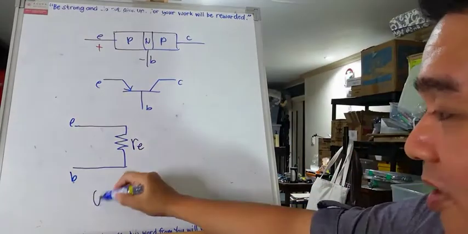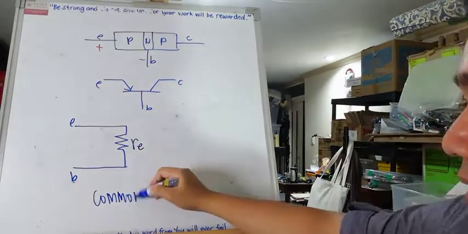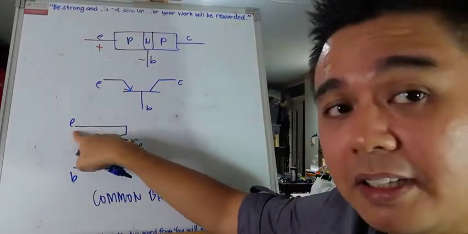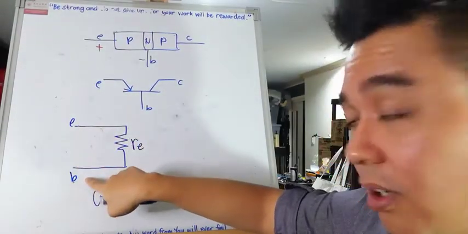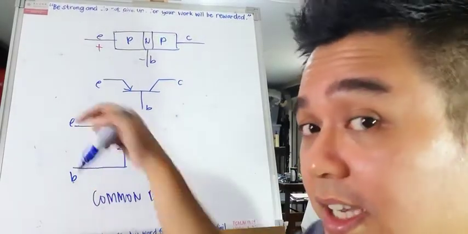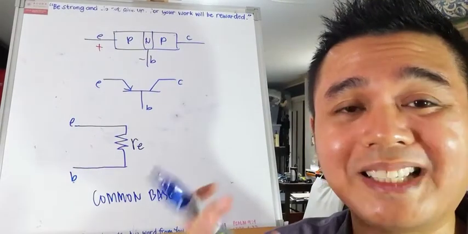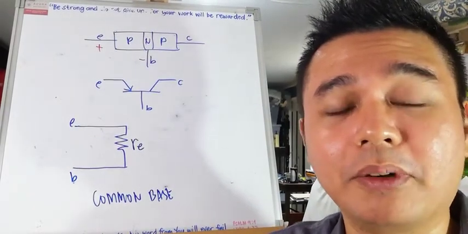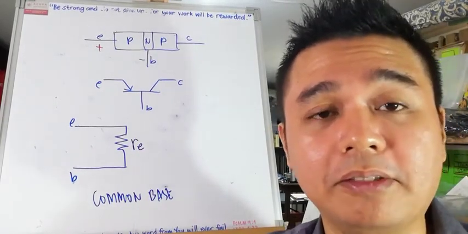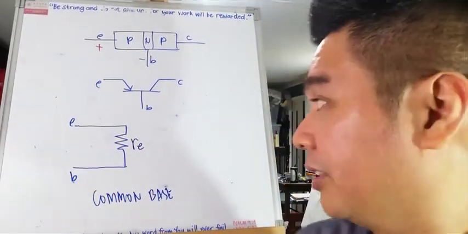Alright, so sulat na natin. This is for common base. As you can see here, ang input terminal natin is the emitter. We have the common terminal or the common layer, which is the base. And as you can see, small caps yung ginamit ko because this is an AC model. Now, sa DC analysis natin, capital yung ginagamit natin for emitter, the base, and the collector.